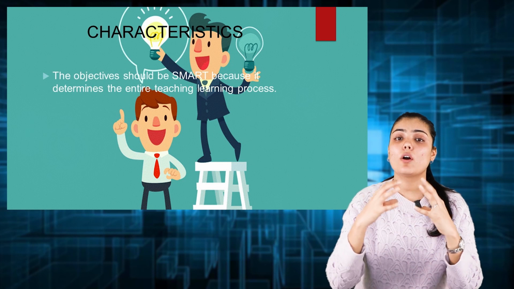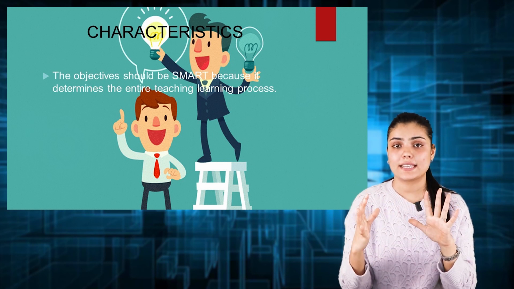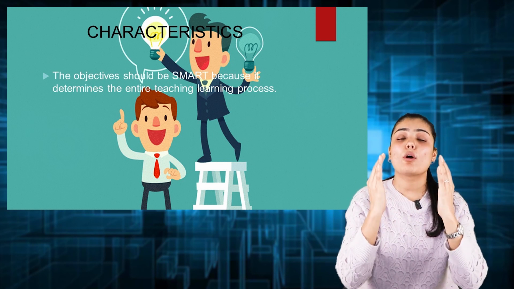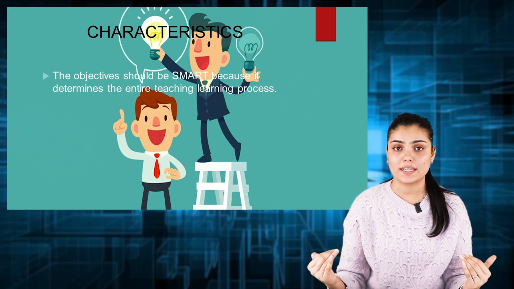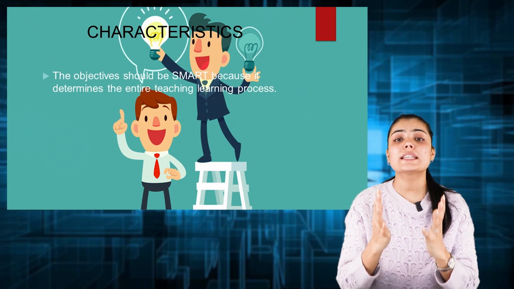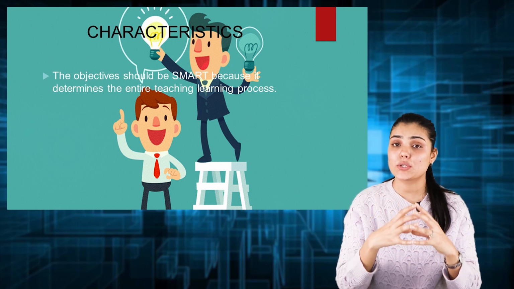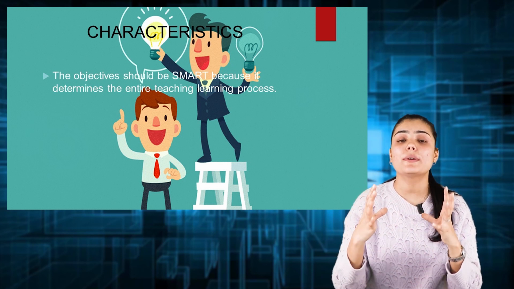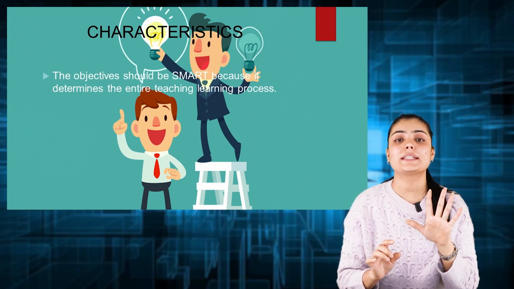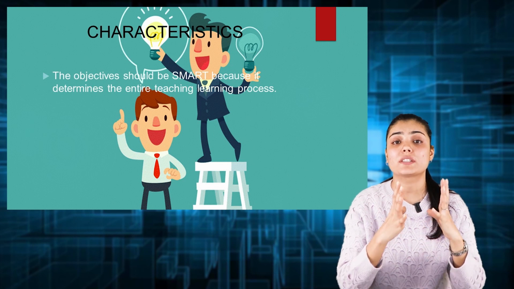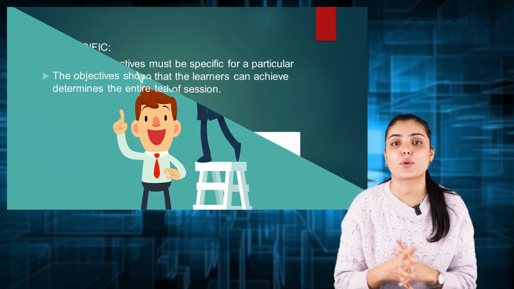Now, an educational objective must be SMART, as I said, right? Because it is the objective that sets the tone for the rest of the teaching learning process, right? So while formulating the objectives, the teacher and the student must keep in mind that the criteria, which is SMART, must be met by each and every objective stated for the educational process.